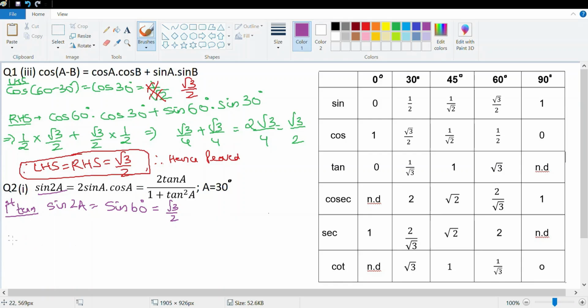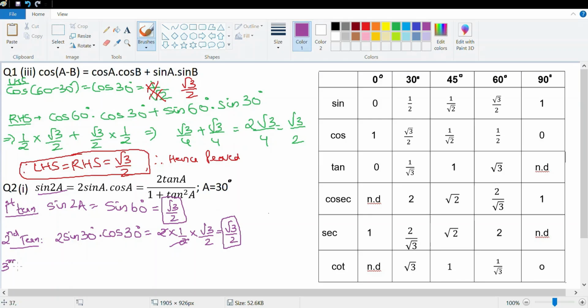Let's look at the second term. Our second term is 2 times sine A, which is sine 30 degree, dot cos A, which is cos 30 degree, and this is equal to 2 into sine 30, which is half, multiplied with cos 30, which is root 3 upon 2. So this term is also equal to root 3 upon 2. My first term and second term are equal to root 3 upon 2. Let's see if the third term is also equal to root 3 upon 2.